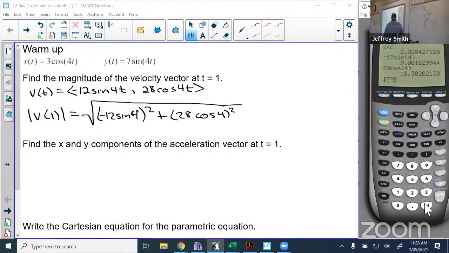We're at a -12 sine of 4. Make sure you're in radians. Squared plus 8 cosine of 4 squared. That's what I'm getting.